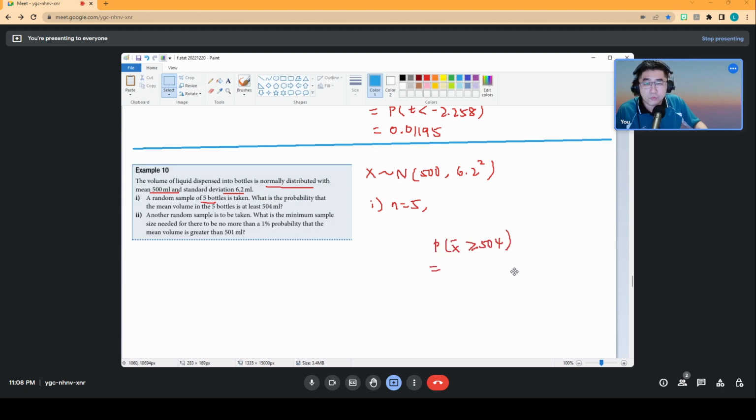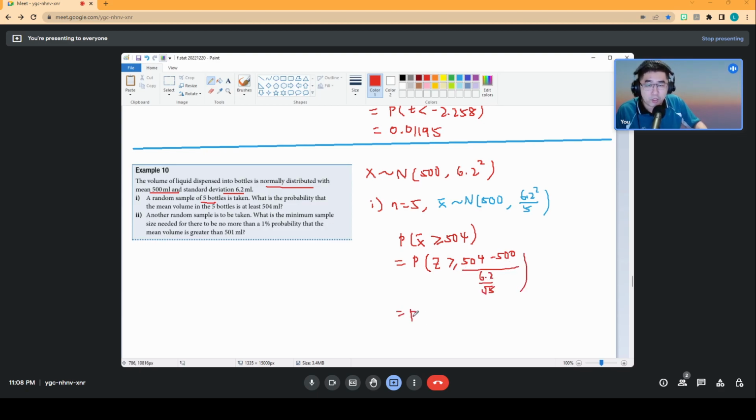In order to get this, I need my X bar is normal with mean 500 and variance 6.2 squared over 5. So over here, I need to write my calculation of 504 minus 500 over 6.2 over square root of 5. Okay, P of Z greater than or equal to, let's see what is the value.